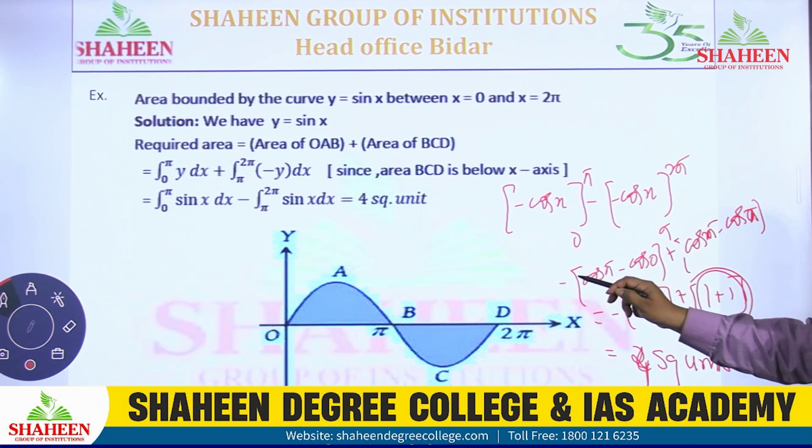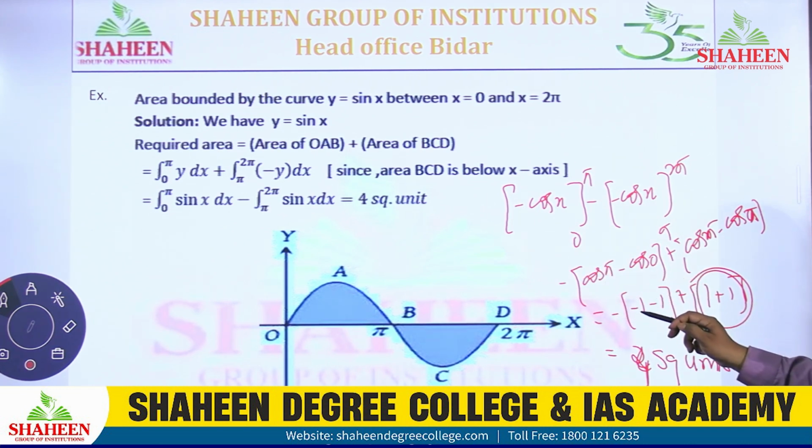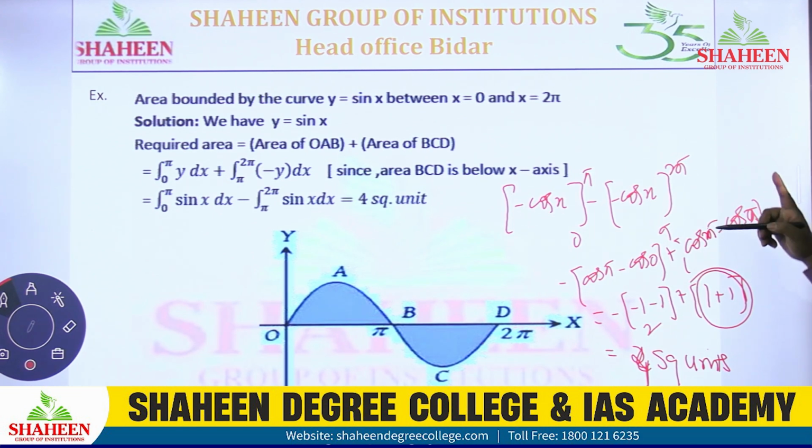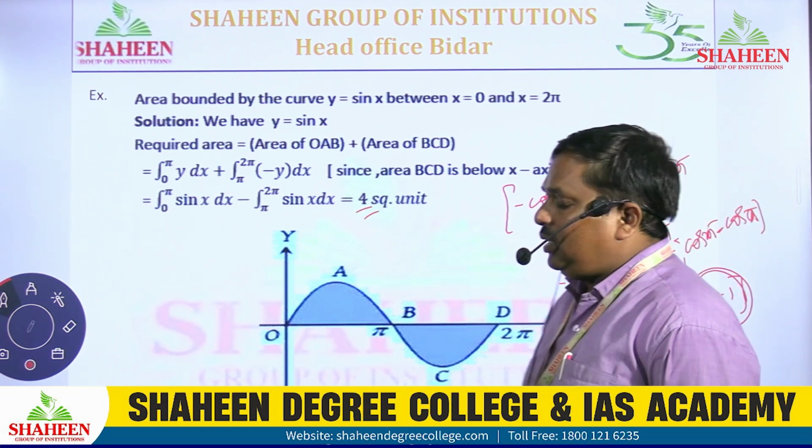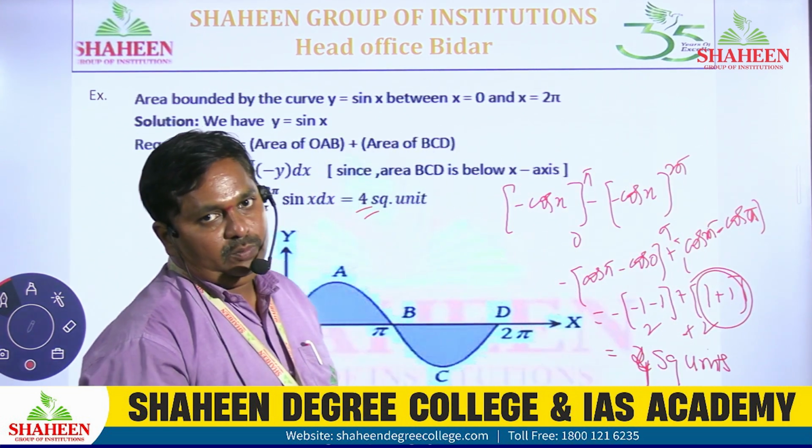Okay, now what is the minus outside, as it is? Cos pi value is minus 1 and cos 0 value is 1, but behind that we have a minus symbol. Minus into minus, minus 1 into minus 1 is minus 2, minus into minus is plus, plus 2 it is. Okay now, cos 2 pi value is 1 and cos pi value is minus 1, but behind that we have a minus symbol. That's why minus into minus is plus. 1 plus 1 is 2, and 2 plus 2 becomes 4 square units. In this way we can find the area from 0 to 2 pi.